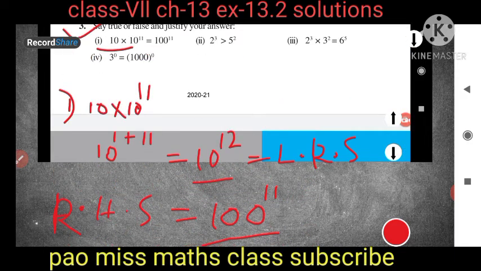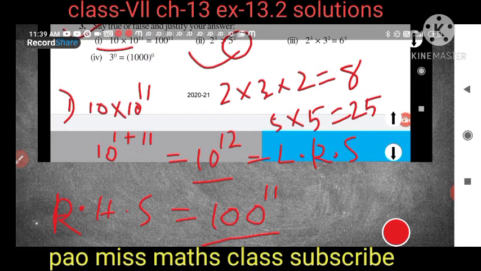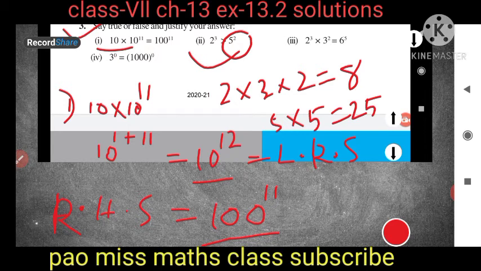Now the second one is given: 2 to the power 3 and 5 to the power 2. Now 2 to the power 3 means 2 is multiplied 3 times, isn't it? So you will get 8. Again 5 to the power 2 means 5 fives are 25. Now which is greater? 25 is greater, isn't it? That means 5 to the power 2 is greater, but here it is given that 2 to the power 3 is greater. So this will be false, okay?